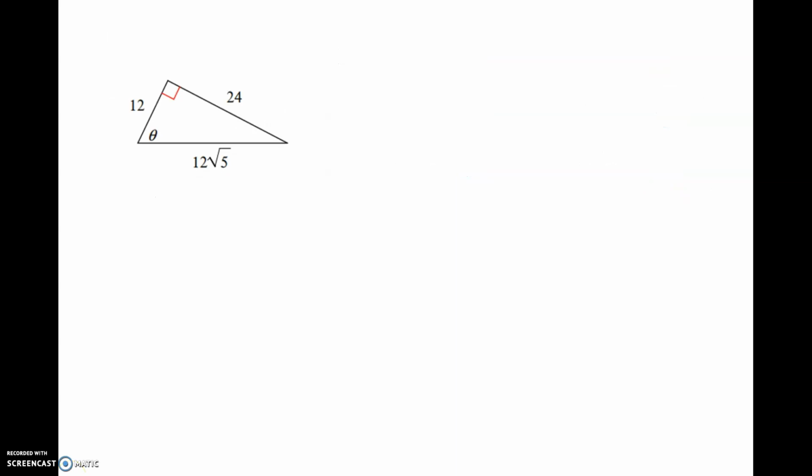Okay, so here we have an example with some numbers. So you got some memorizing to do. Then you have to know how to simplify. So we're going to find all 6 of our trigonometric ratios here. Now let's start with the sine. We're going to find the sine of that angle theta. So sine is opposite leg over hypotenuse.